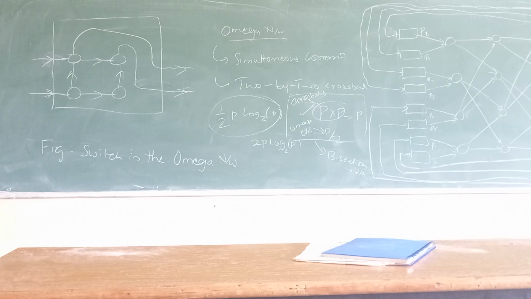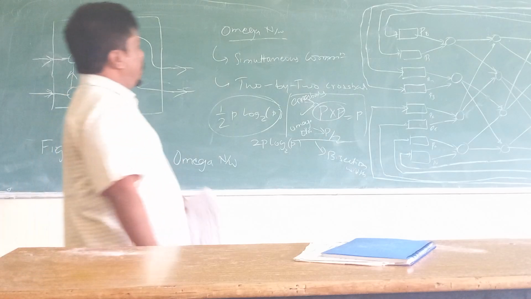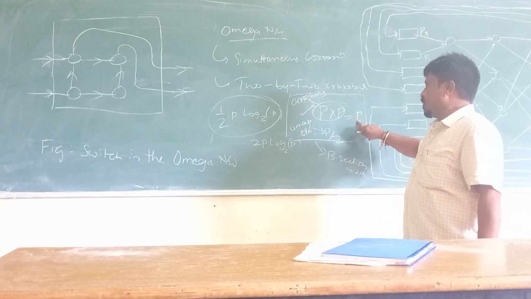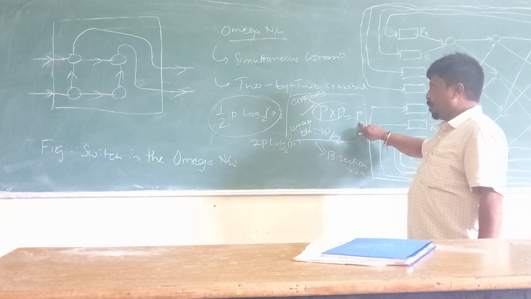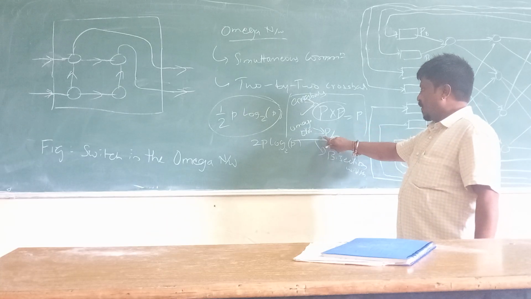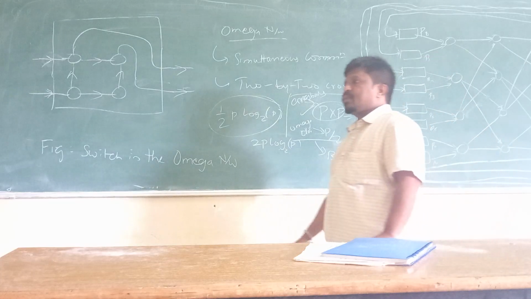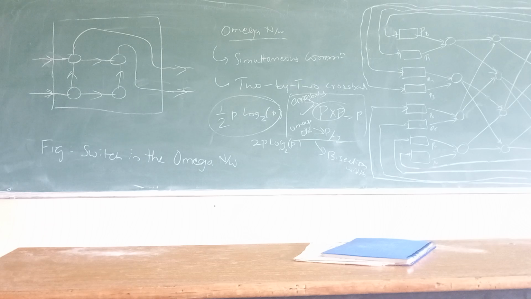Next point, it is difficult to define bisection width for the indirect networks. The bisection width of a P into P crossbar is P. But the bisection width for the omega network is P by 2. I hope you all copied this one.